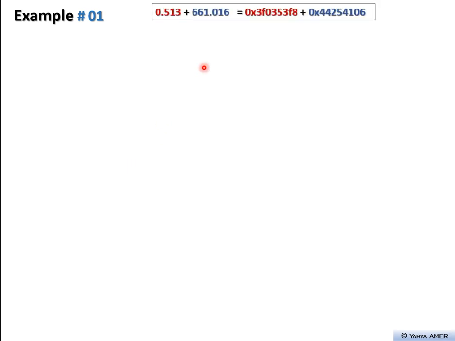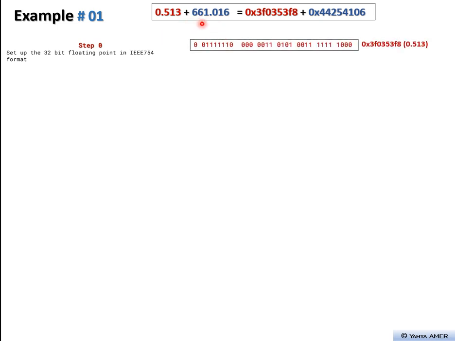Okay, we start with this example. This is an obvious example of addition of two floating point numbers. First of all, this is the initial step: we have to convert these numbers, which are in decimal form, into binary form that follows the IEEE 754 format. I assume you already know how to convert these floating point numbers into their binary format, which will be exactly stored in memory.